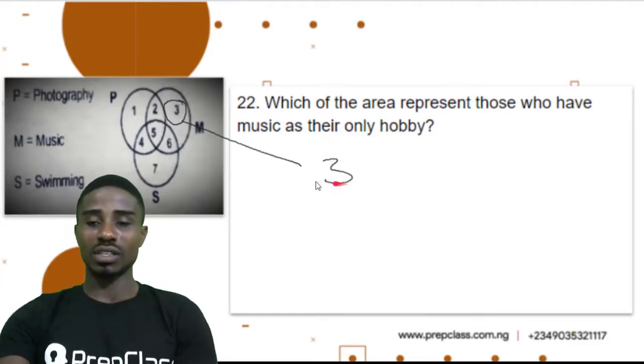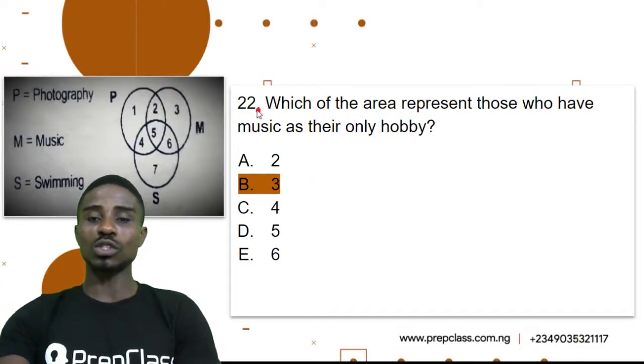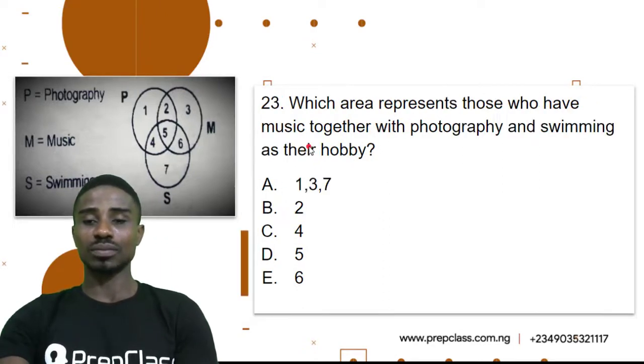Let's check out the correct answer. Question 22, our answer would be 3. Option B is our correct answer. All right, let's move on to the next one.